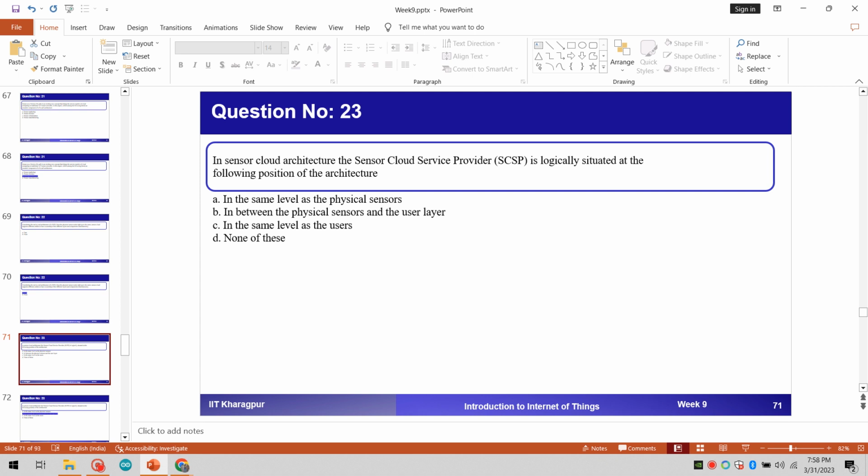Next question is, in sensor cloud architecture, the sensor cloud service provider is logically situated at the following position of the architecture: in the same level as the physical sensor, in between the physical sensor and user layer, in the same level as the user, none of these. D, or B? Between physical sensor and user layer. Yeah, right, between physical sensor and user layer your SCSP is placed.